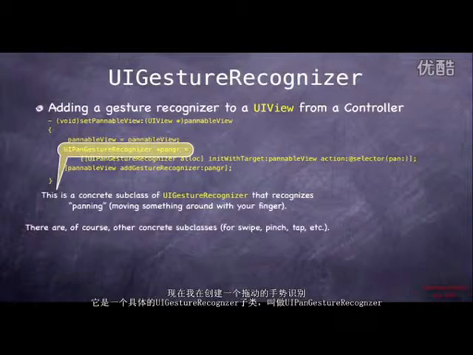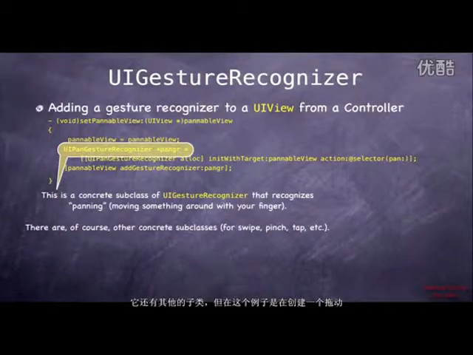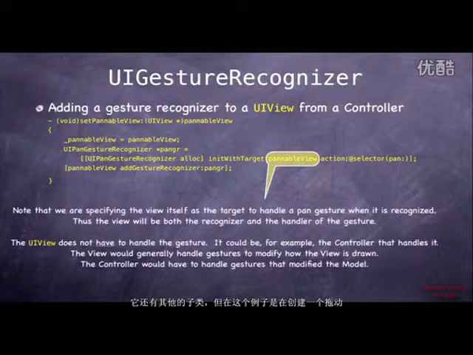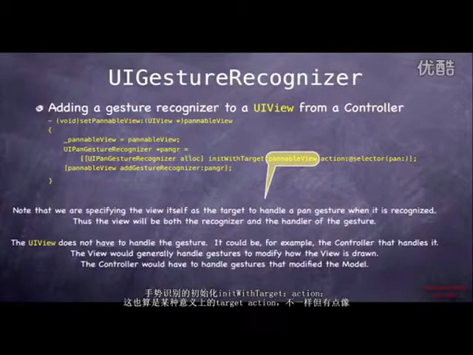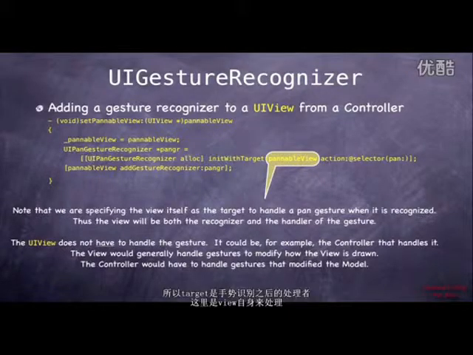And so now I'm creating a pan gesture recognizer. It's a concrete subclass of UIGestureRecognizer called UIPanGestureRecognizer. And there are other concrete classes, but in this case I'm creating a pan. And the initializer for any gesture recognizer actually is initWithTarget:action:. So it's kind of like target action in a way. Not exactly the same, but kind of like that. So the target is who, meaning what object, is going to handle it when this gesture gets recognized. So in this case, I'm going to ask the view to handle it. The same view I'm adding this gesture recognizer to, it's also going to handle it.